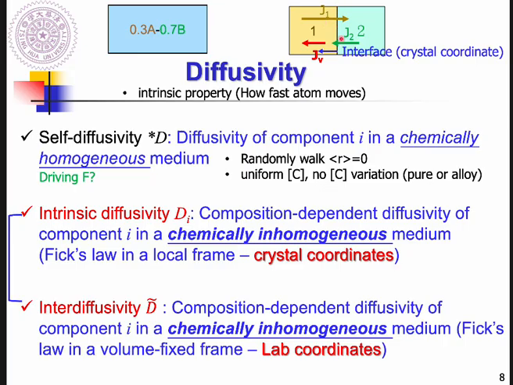And the most important part is our coordinate. We do have a moving interface, so that leads to things being complicated.